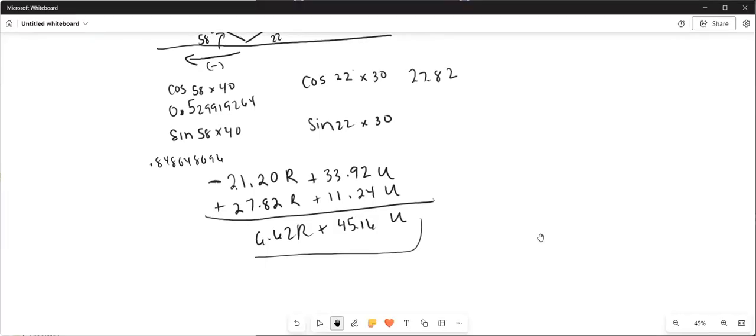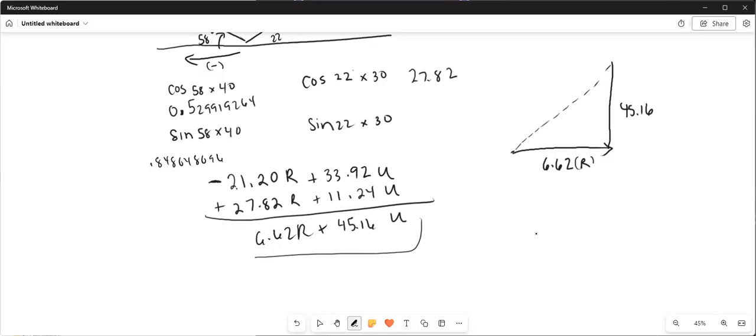Okay. So now that we have this, part 2 is expressing this in polar coordinates. So we're going to just follow the directions. To the right, 6.62 R, right? And then up 45.16. Then we're going to draw that back here.